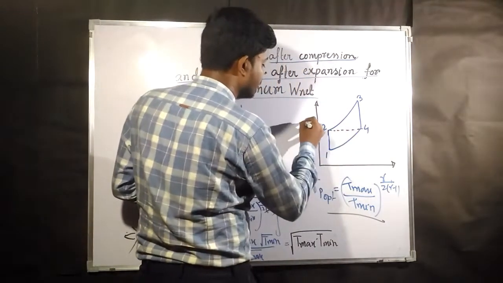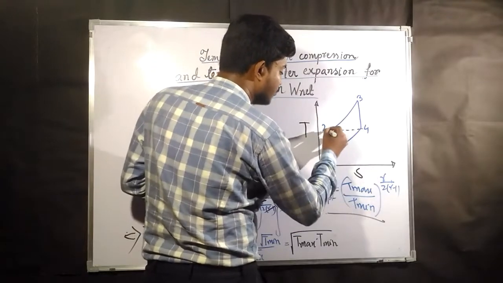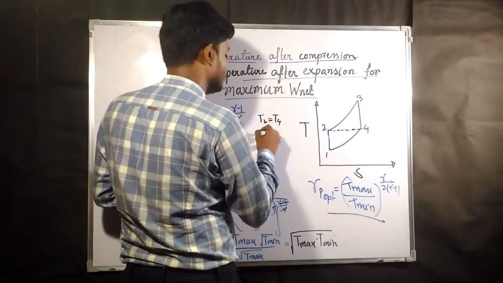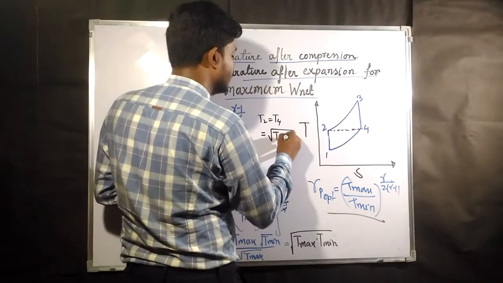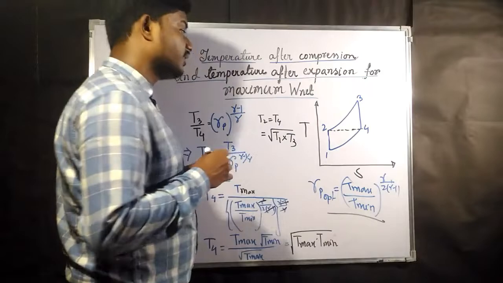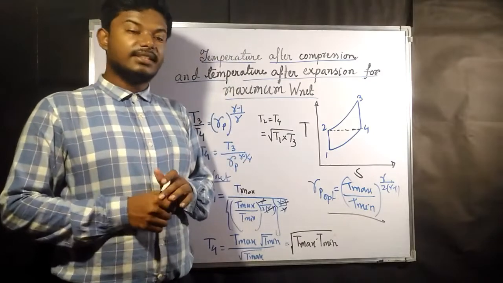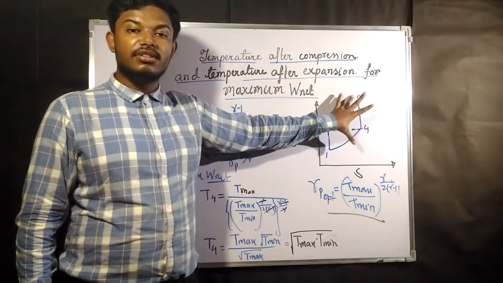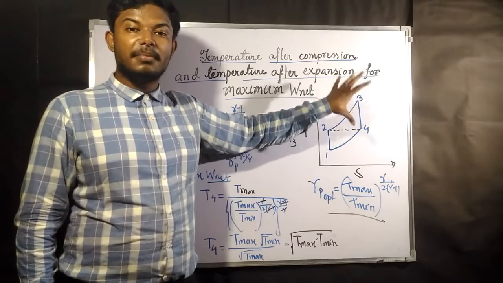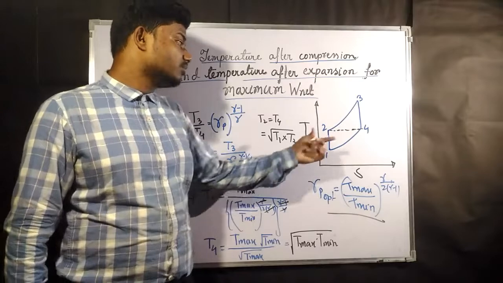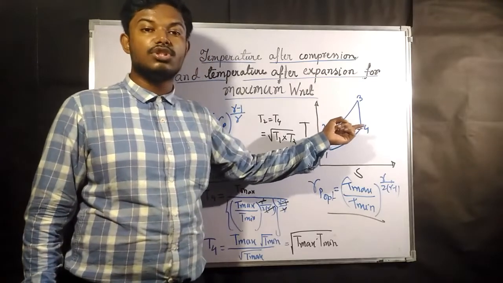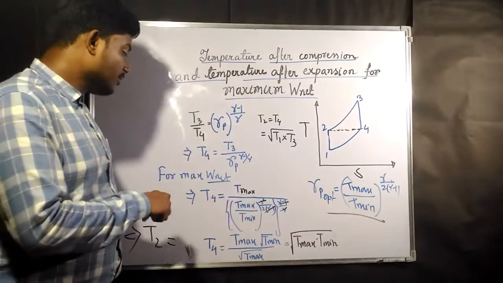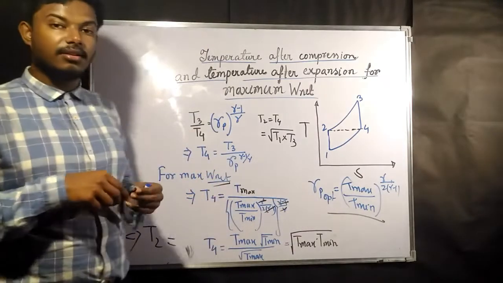If you plot this in the TS diagram, these two temperatures must be the same, and T2 is equal to T4, which is equal to root over T1 into T3. That is the geometric mean of the maximum temperature and minimum temperature, and it is going to give you the optimum temperature which should be attained after compression and after expansion to get the maximum W net.